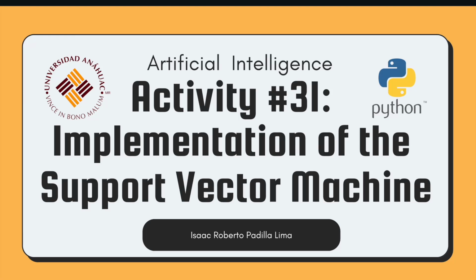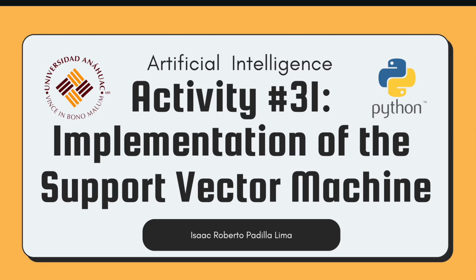Hello, my name is Isaac, and in this video we'll take a look into support vector machines, or SVMs, one of the most powerful algorithms in supervised machine learning. SVMs are used for both classification and regression, and their main goal is to find the optimal boundary, called a hyperplane, that best separates different classes of data.